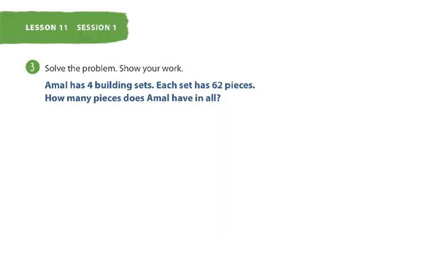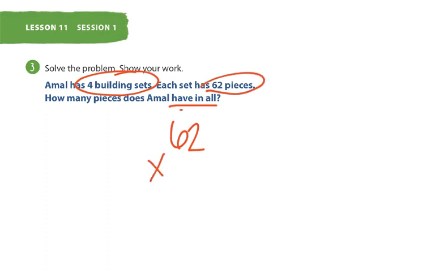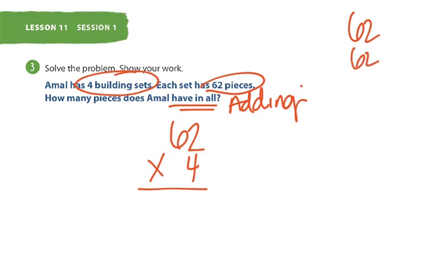A ball has 4 building sets. Each set has 62 pieces. How many pieces does he have in all? That means I'm going to be adding when I get my answer done. Times 4. I could do repeated addition 4 times. That's an answer. That works.